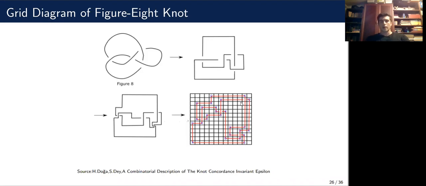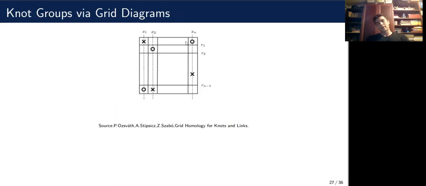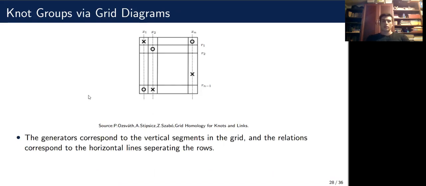If we are given a grid diagram, the knot group can be computed as follows. First, there's a generator corresponding to each column. In this case, we have an n by n grid. Therefore, we would have n many generators.